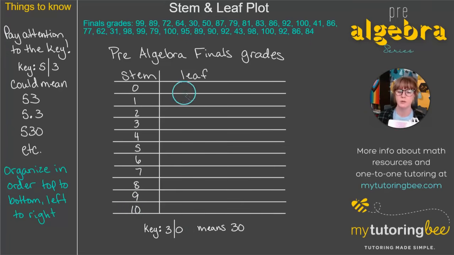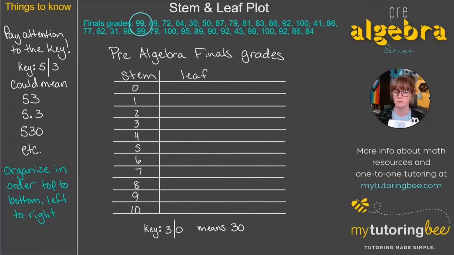And we want to go ahead and fill in all of the leaves for this stem and leaf plot. We do want to make sure that we are organizing in order from top to bottom. We already have the stems in top to bottom order, and then the leaves are going to be from left to right. So as we are filling in our chart here, we're going to start with the lowest number and go to the highest number as we go to the right. So here's a great method for doing that.